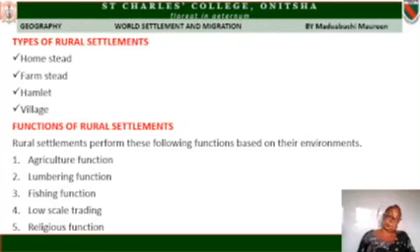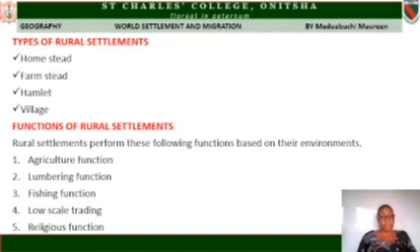Types of rural settlement. One, homestead. Two, farmstead. Three, hamlet. Four, village. Functions of rural settlements. Rural settlements perform the following functions based on their environments.